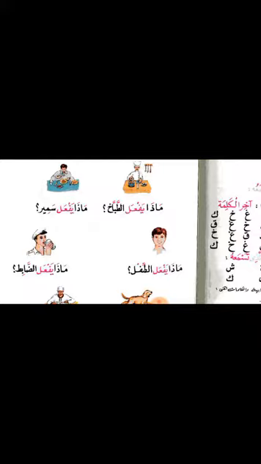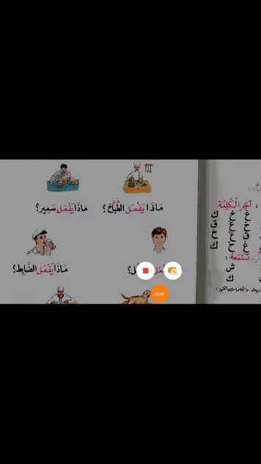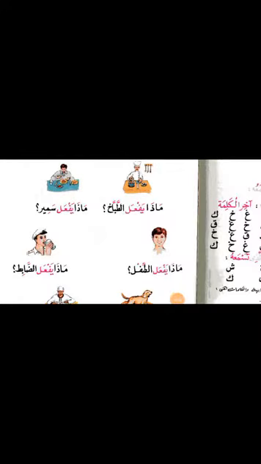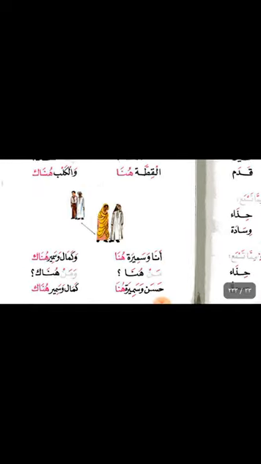Mada yafal ad-dabitu? What is the inspector doing? Ad-dabitu yashrabu. The inspector is drinking. Maza yaf'al al-kalbu? What is the dog doing? Al-kalbu yajri. The dog is running. Okay.